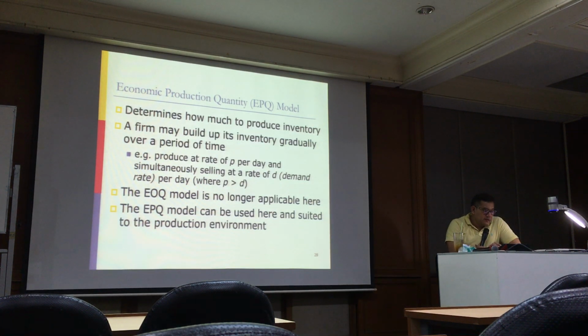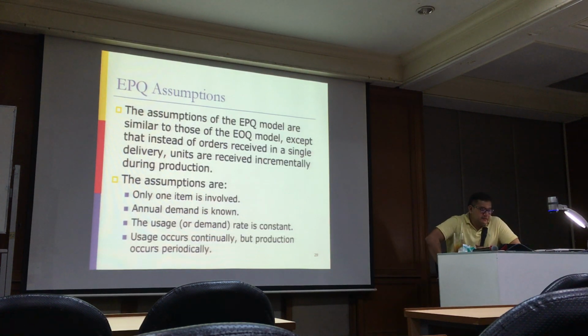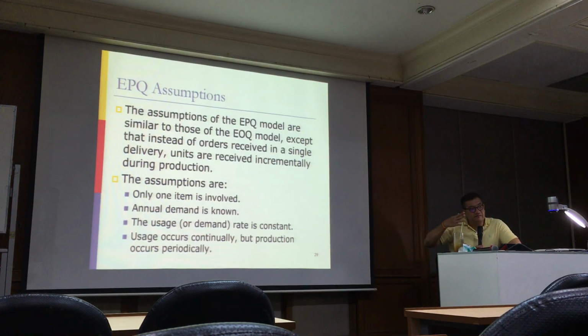In order to give you a better understanding, let's see the assumptions. The assumptions of the EPQ model are similar to EOQ, except that instead of the order being received in a single delivery as in EOQ, for EPQ it is received incrementally during the production. The rest of the assumptions are still the same. For example, only one item is involved, the demand is known, the demand rate is constant, and the usage occurs continuously, but the production occurs periodically, because we do not produce continuously; we have times when we stop our production and restart the production again.